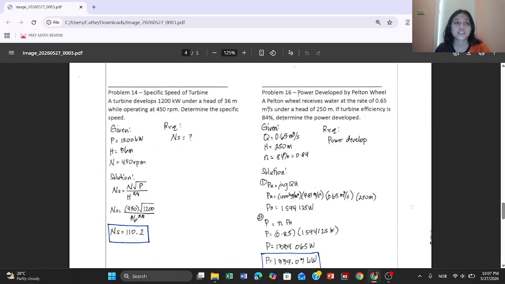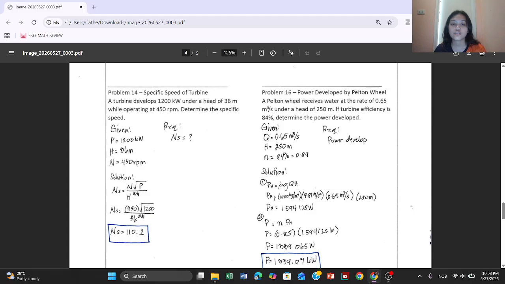We have problem number 16, power developed by Pelton wheel. A Pelton wheel receives water at a rate of 0.65 cubic meter per second under a head of 250 meters. If turbine efficiency is 84%, determine the power developed. We have a given discharge of 0.65 cubic meter per second, a head of 250 meters, and an efficiency of 84% or 0.84. The required for this problem is the power developed.